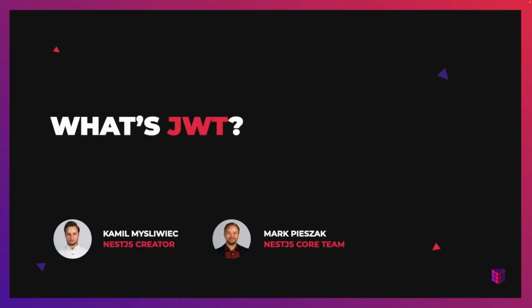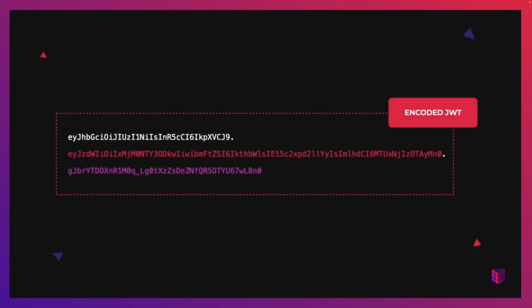JSON Web Tokens, or JWTs, are an open standard used to share security information between two parties, a client and a server. Each JWT contains encoded JSON objects including a set of claims. JWTs are signed using a cryptographic algorithm to ensure that claims cannot be altered after the token has been issued. JWTs can be signed using a secret with the HMAC algorithm or a public-private key pair using RSA or ECDSA.